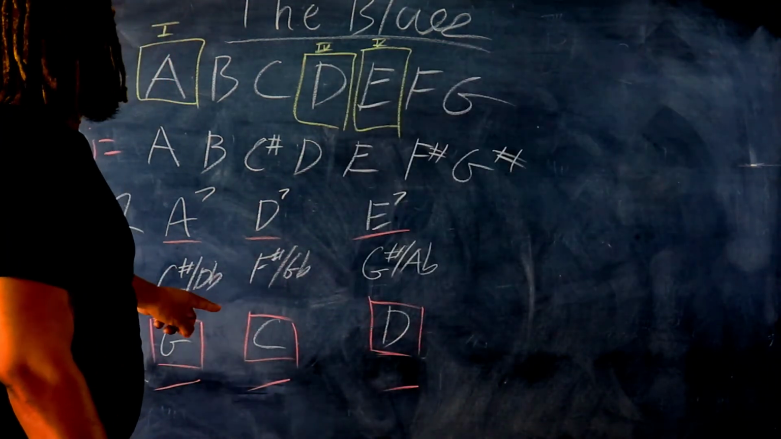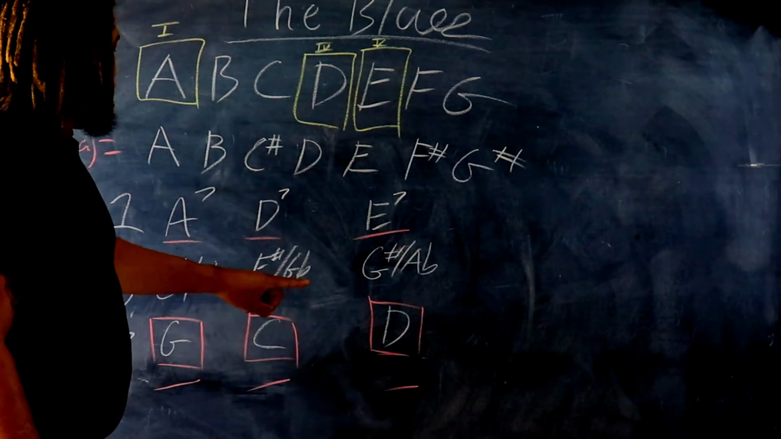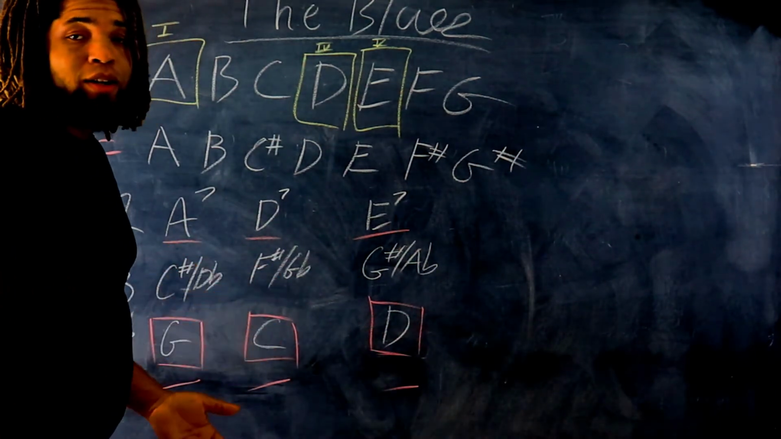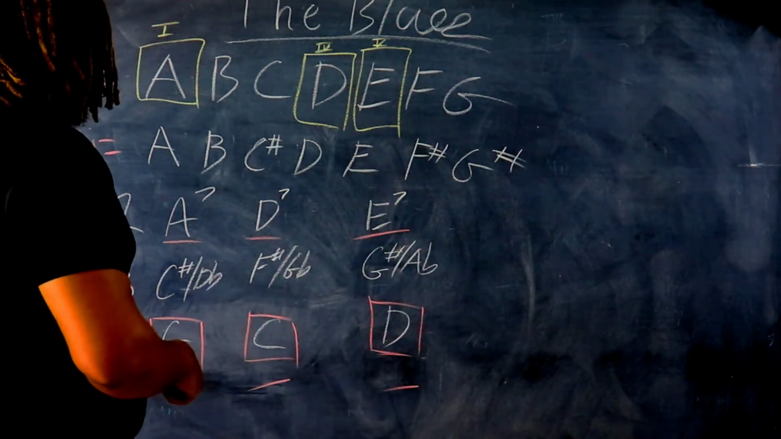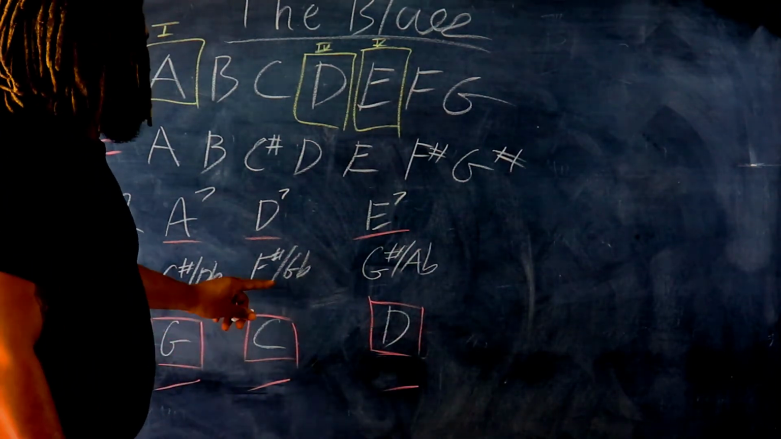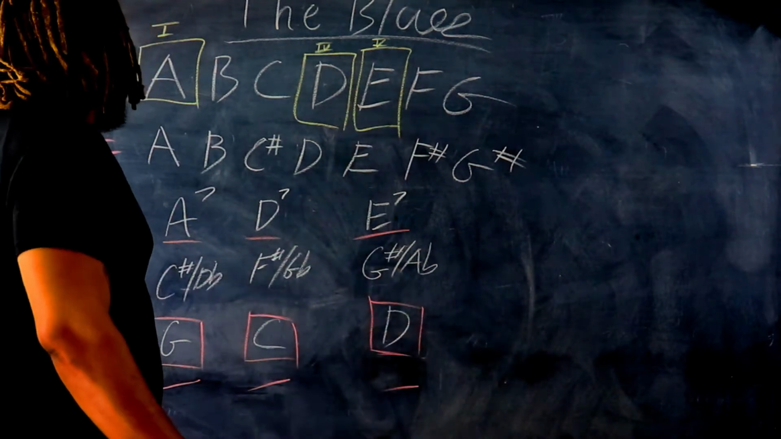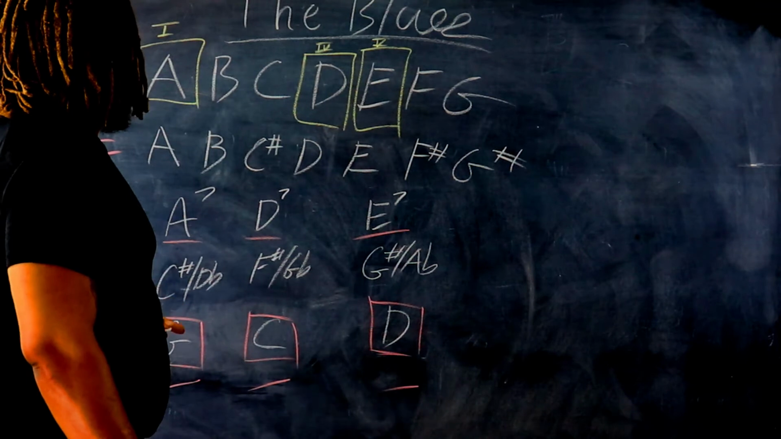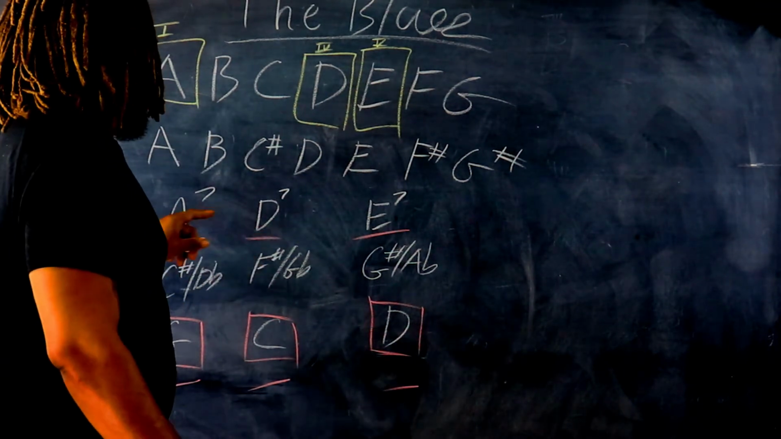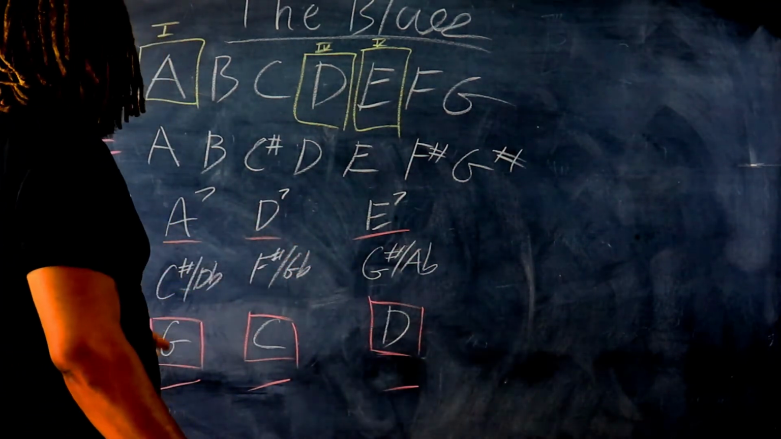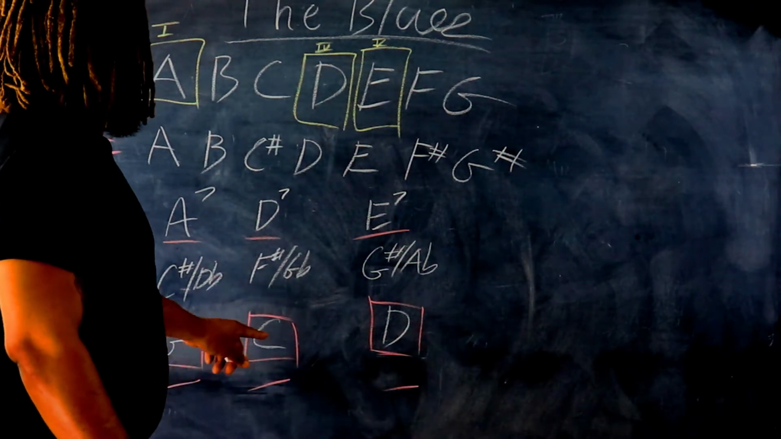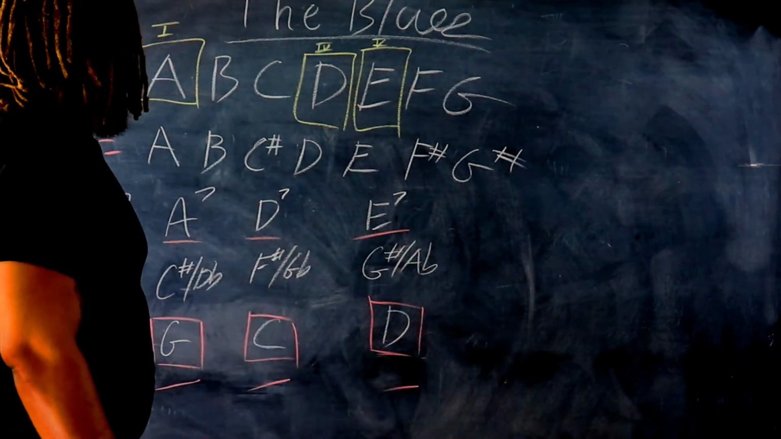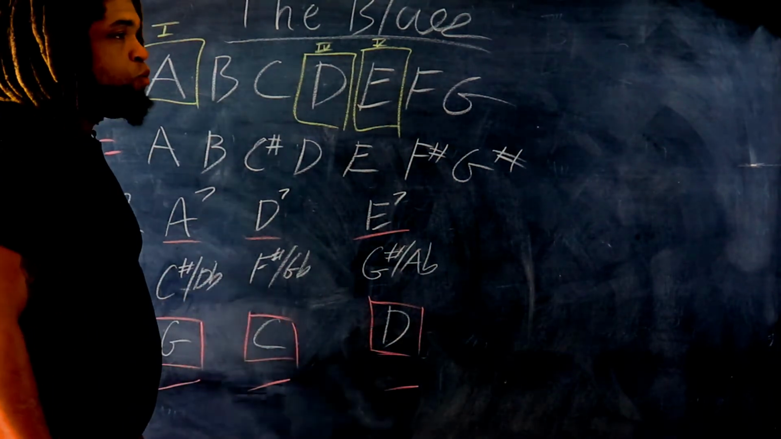If we look at this third, we see that these notes are not in the A minor scale. So how does this work? Because we have a C sharp, an F sharp, and a G sharp within the dominant 7. Now the 1s, the A, D, and E are in there, and the 7s, the G, the C, and the D are in the A minor scale, but the thirds are actually not. So how does this work?